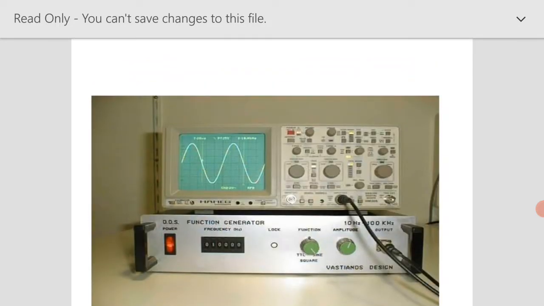This is the diagram of function generator. The frequency, which is varied by using a knob, and the sine wave are displayed on a function generator.